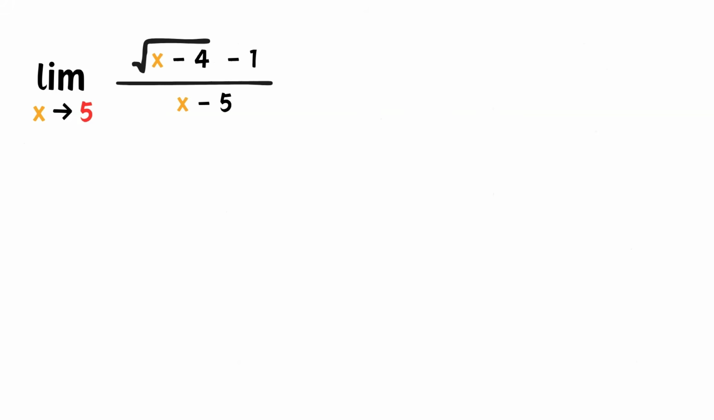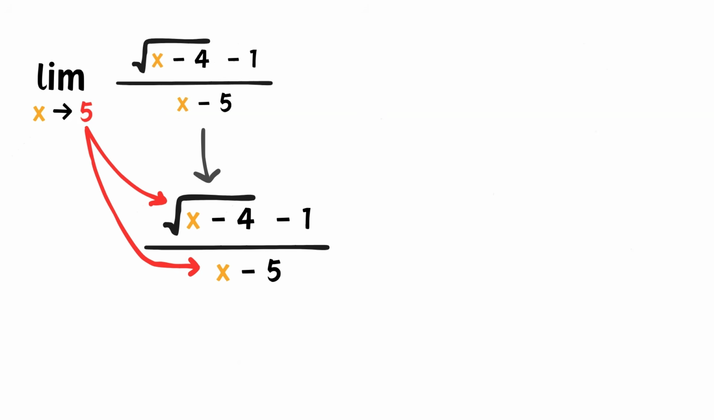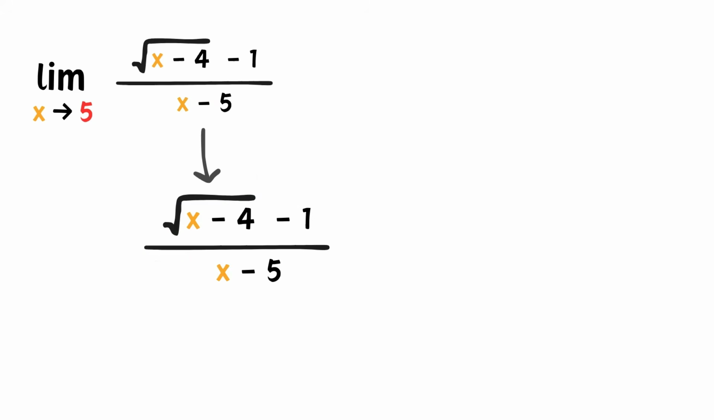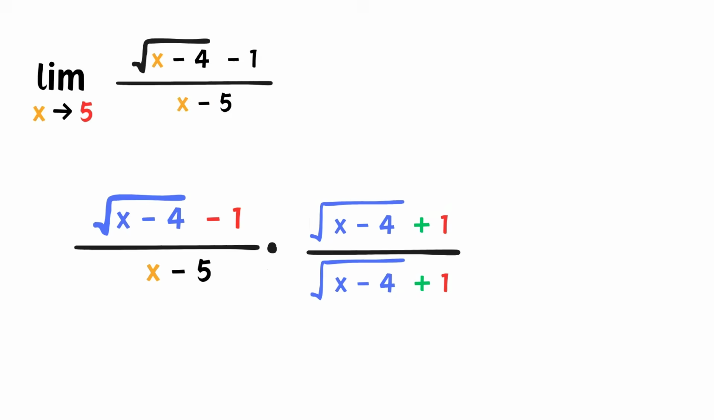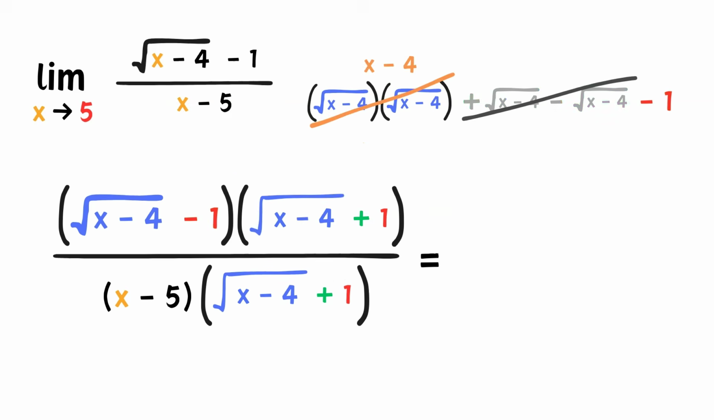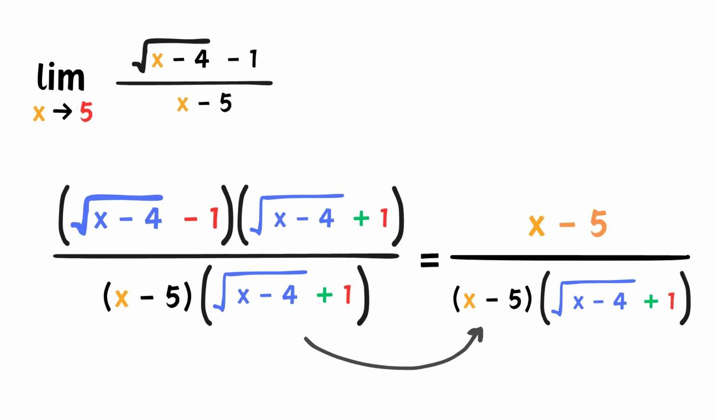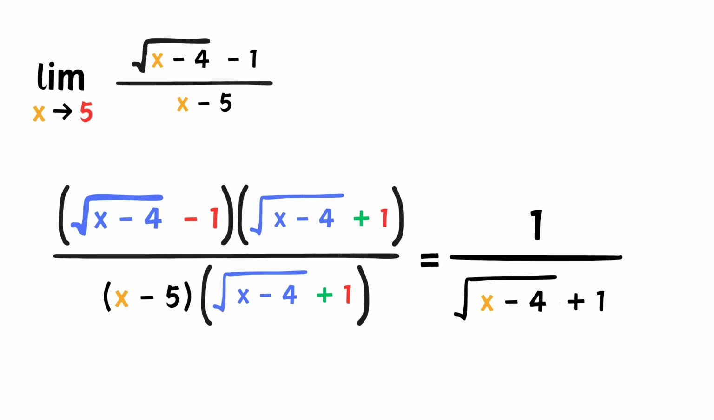Here's another example that has a radical. If we directly substitute, we get 0 over 0. So let's try to manipulate this problem. Since we have a radical, let's get rid of it by multiplying it by the conjugate. Simplifying the numerator, we get x minus 4 minus 1, which is x minus 5. So the x minus 5's can cancel out. After doing this, we get 1 over the square root of x minus 4 plus 1.